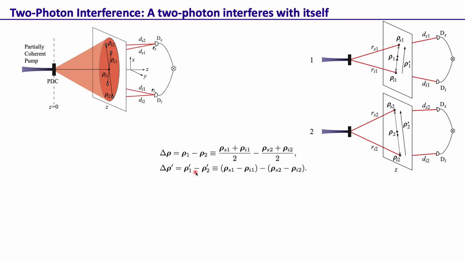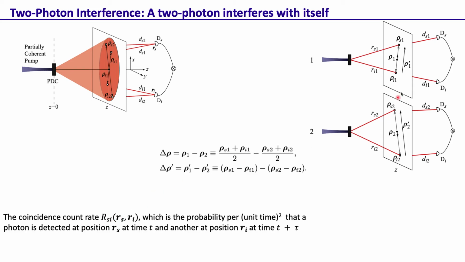Delta rho prime is rho 1 prime minus rho 2 prime, and rho 1 prime is defined as rho S1 minus rho I1. So that's this vector, and rho 2 prime as rho S2 minus rho I2, that's this vector, and their difference is delta rho prime. So this is pretty much in the same sense as we had defined delta L and delta L prime. And we'll try to derive the two-photon interference law in terms of these two quantities.